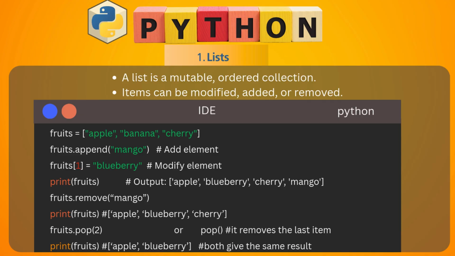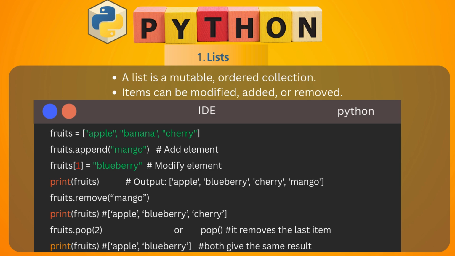Python lists are super flexible. You can add, modify and remove items easily. Let's see how with a simple fruit list. We start with a list of 3 fruits: apple, banana, cherry. Append adds an item at the end of the list. Now our list has 4 items: apple, banana, cherry, mango. Since lists are mutable, we can replace any item by its index. Here banana becomes blueberry. You can see the output: apple, blueberry, cherry, mango.